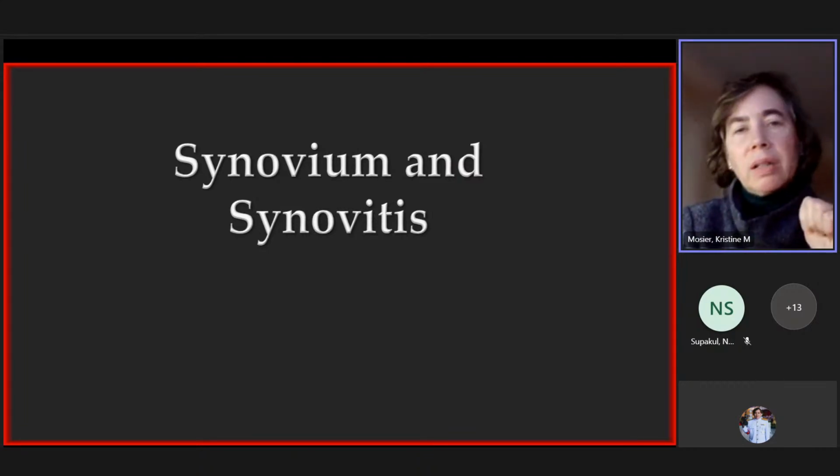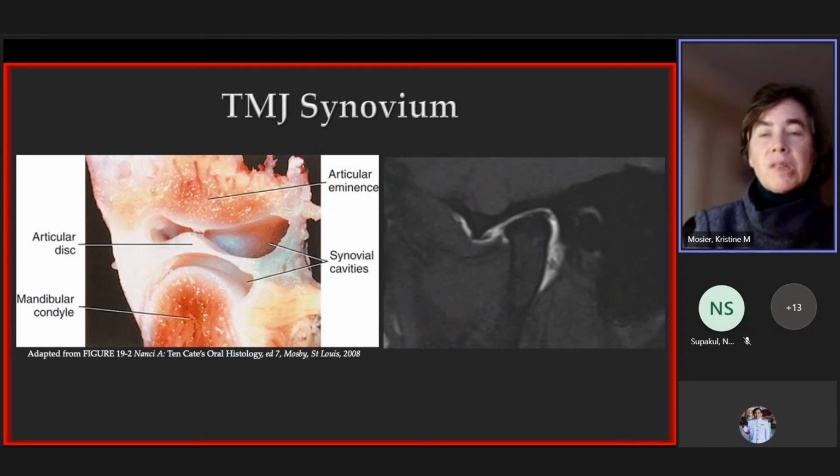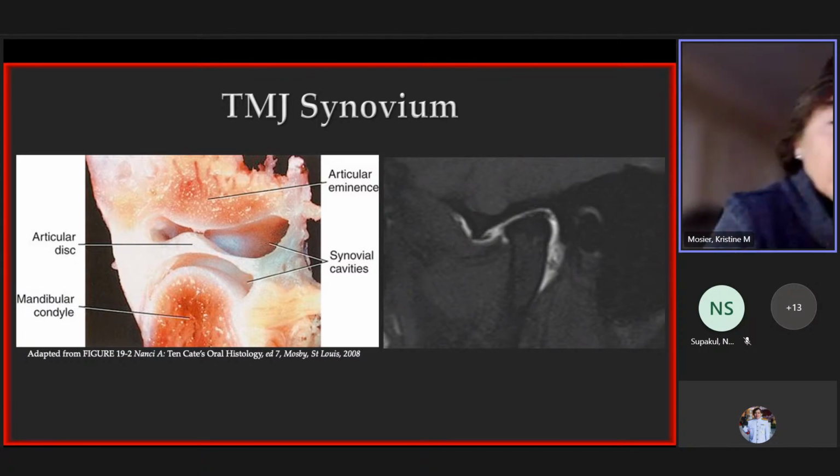So now let's turn our attention to talking about the synovium and synovitis. Because this is something that we'll see very often in these patients, particularly with rheumatoid arthritis.